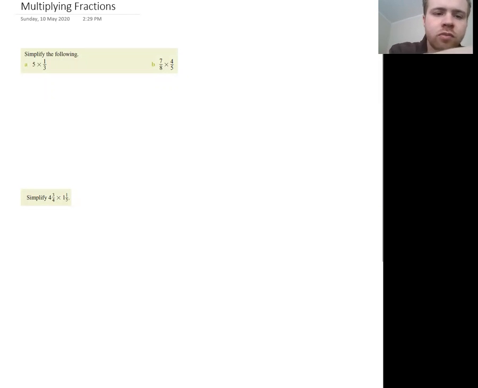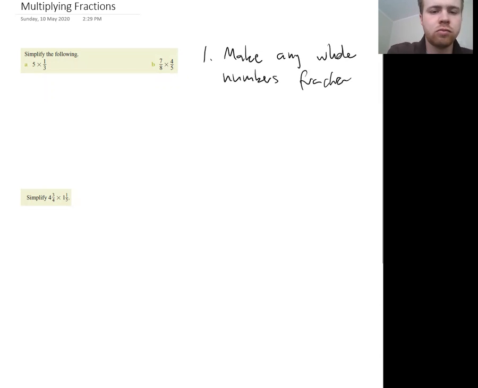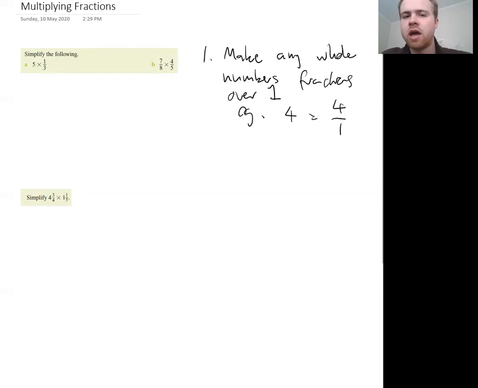So the first rule we need to make any whole numbers fractions over one. So e.g., 4 becomes 4 over 1, okay? Dividing something by 1 doesn't change it, but it's going to help us with the next step.